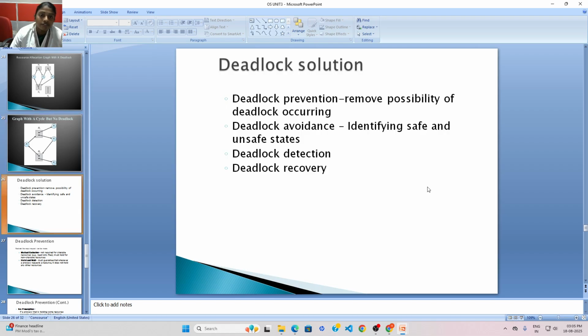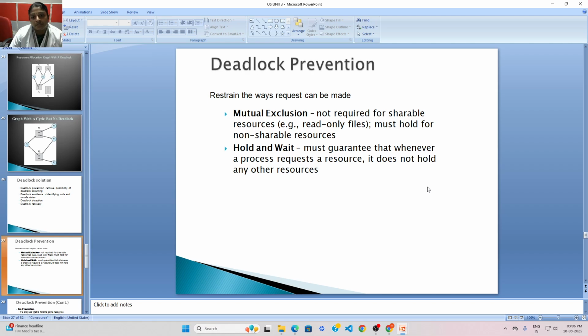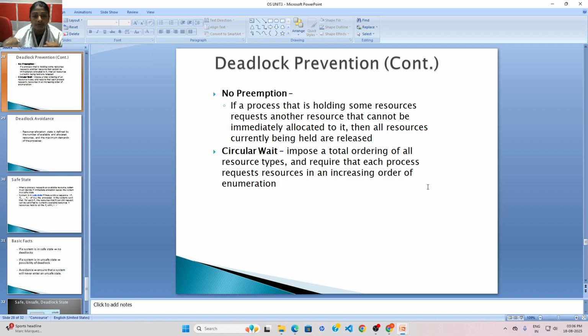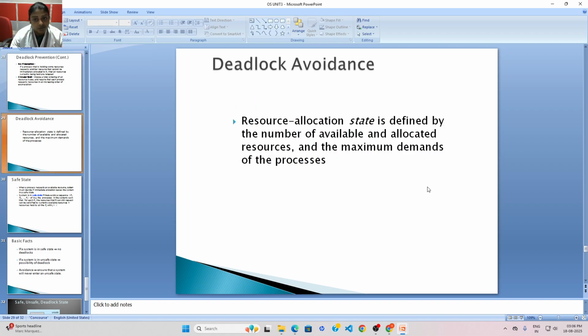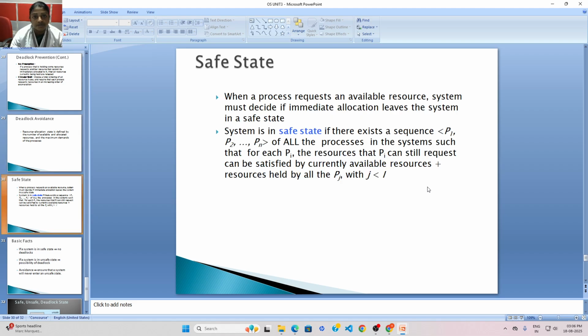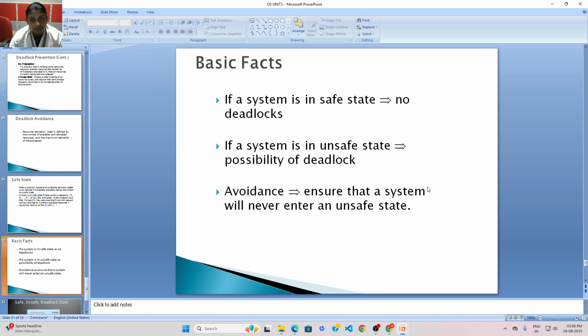Next, what are the solutions for deadlock? How do we overcome deadlock? First, deadlock prevention, avoidance, detection, and recovery. Prevention: mutual exclusion and hold and wait. Mutual exclusion means some resources are shared. Hold and wait: if sharing resources, we have to hold and then proceed. Next, no preemption and circular wait. Next, what is avoidance? The resource allocation state is defined by the number of available and allocated resources and processes. Next, safe state.